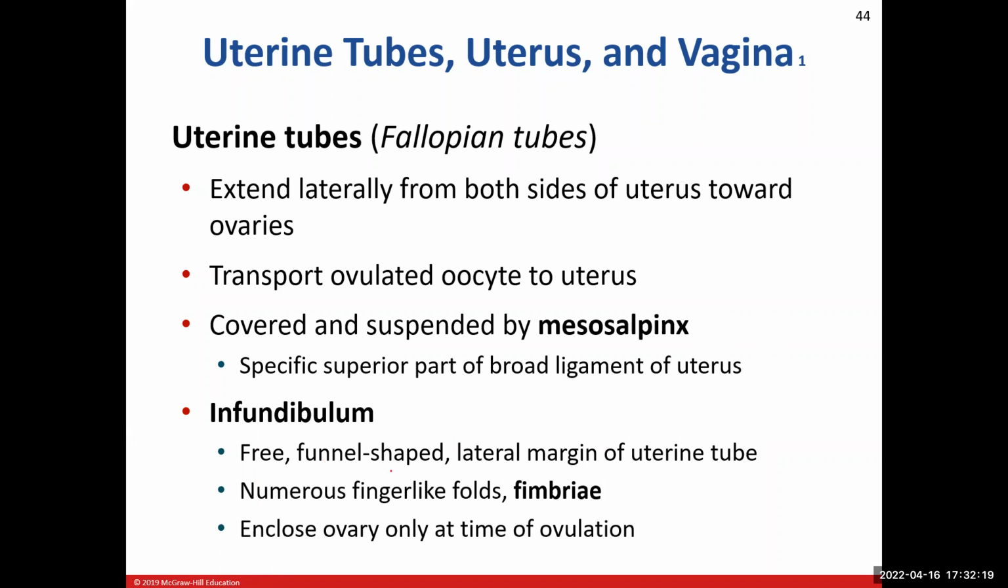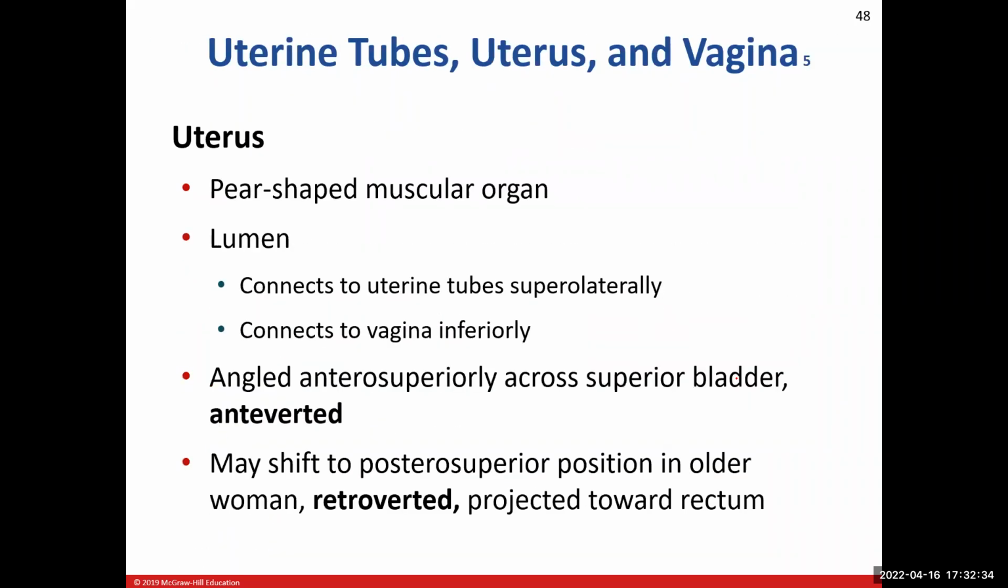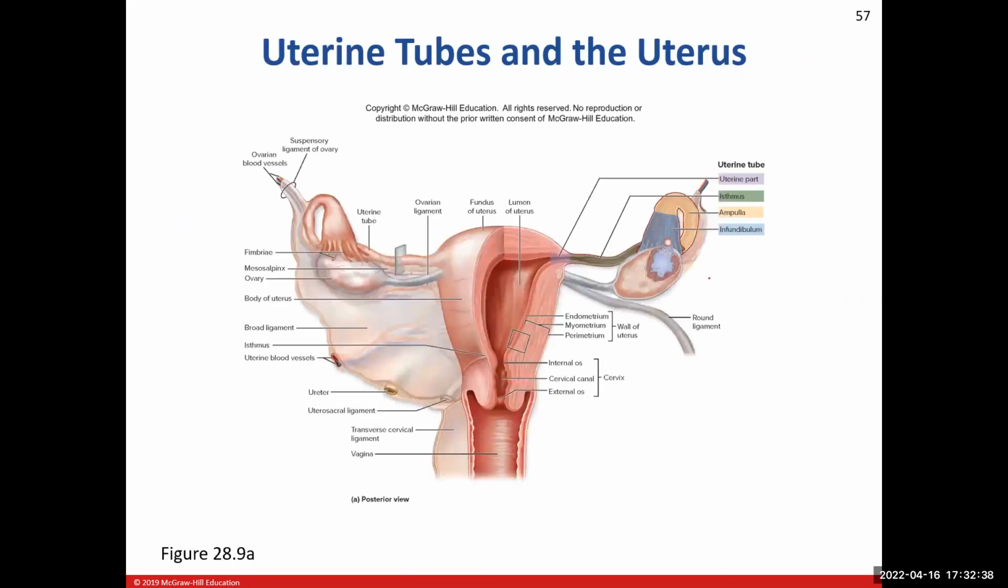The uterine tubes are covered by a structure called the mesosalpinx. Basically, that is part of the broad ligament of the uterus. It's one of the ligaments that holds the uterus in place. I'll show you real fast here. It's somewhere in here. Here it is.